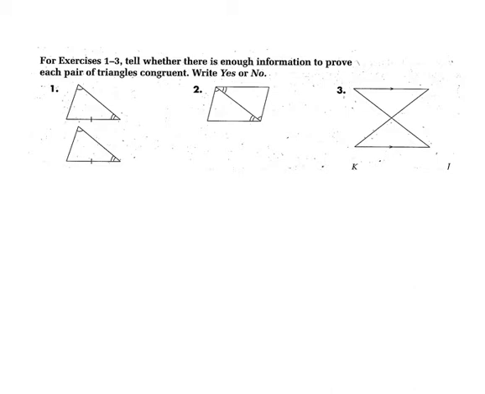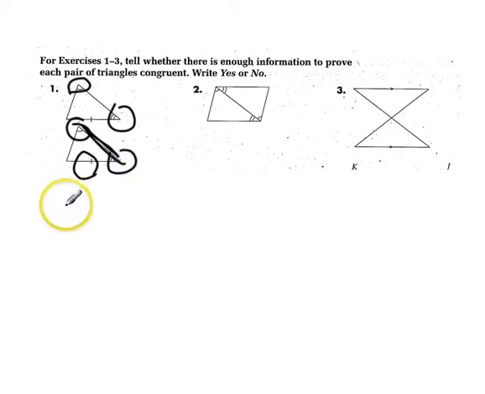We're going to look at each set and we're going to tell if there's enough information to prove the triangles are congruent. So for these two triangles, we have this angle is equal to this angle, and we have this angle is equal to this angle, and we also have a side that is equal. So we have enough information. The question is, which theorem would we use? Well, since the side is not in between the two angles that are equal, it's going to be angle, angle, side.